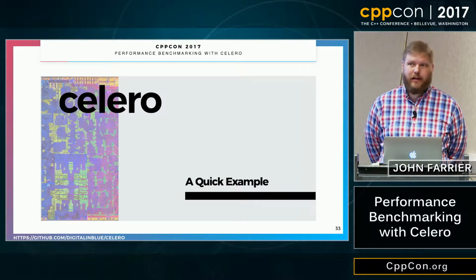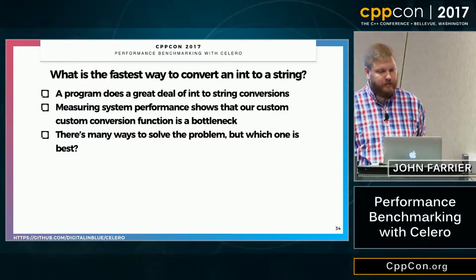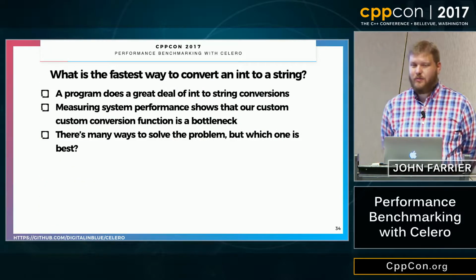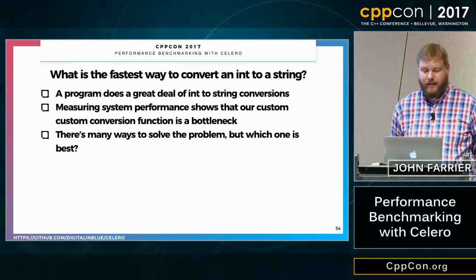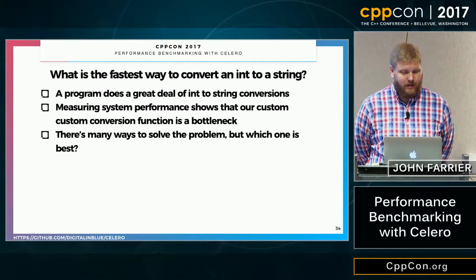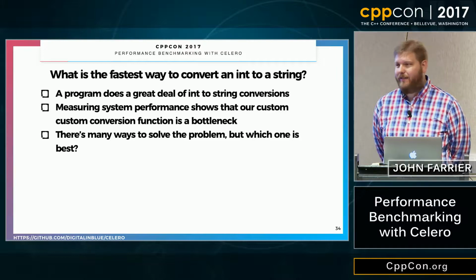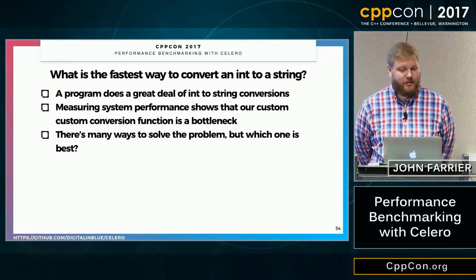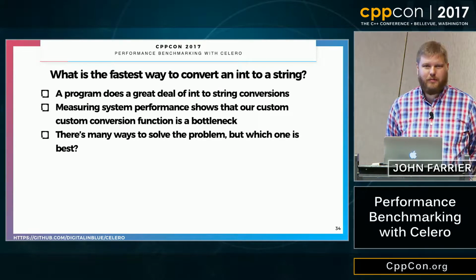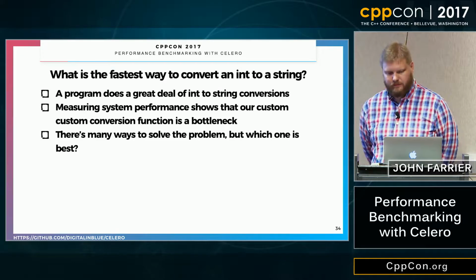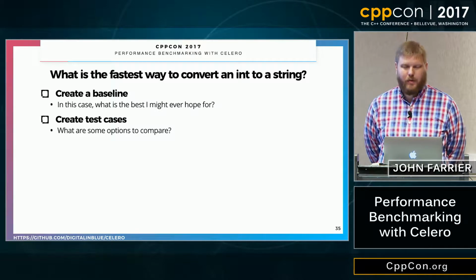So we'll go through a quick example here. And for this, we're just going to try to look at the fastest way to convert an int to a string. Let's pretend we've done some measurements. The program does a lot of int to string kinds of conversions. We've got lots of ways to do this conversion, but we don't know which one we should go with. So what are we going to do?